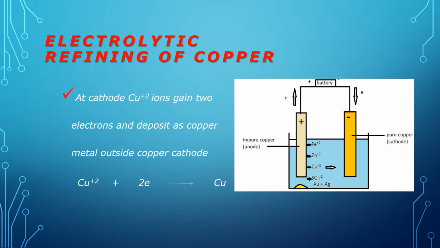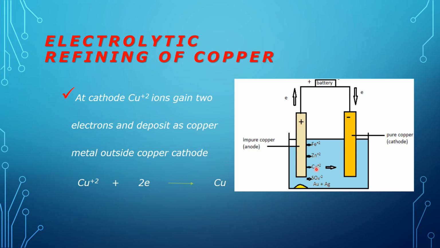At cathode, the copper ions that were present in the electrolyte, after being dissolved from the copper anode, will begin to move towards cathode because these copper ions carry positive charge while cathode carries negative charge. Opposite charges attract each other.